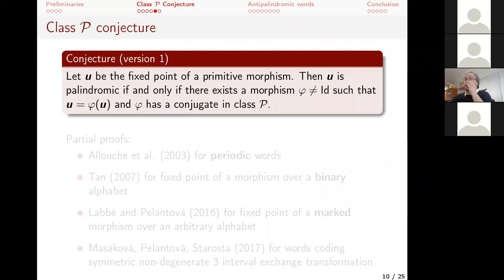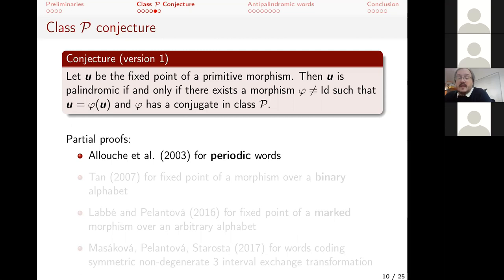So the first version, or let's say formal formulation, of a conjecture by Hof, Knill, and Simon is the following. Let U be a fixed point of a primitive morphism. Then it is palindromic if and only if there exists a morphism which fixes this U and it has a conjugate in class B. We've already seen that this version of the conjecture is true for periodic words by a result of Allouche and his co-authors.